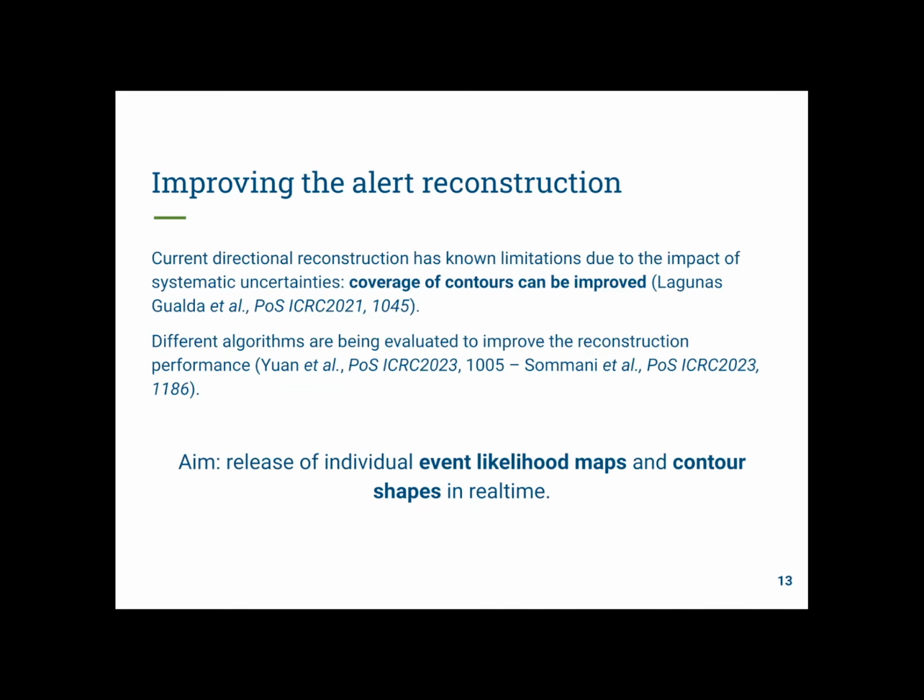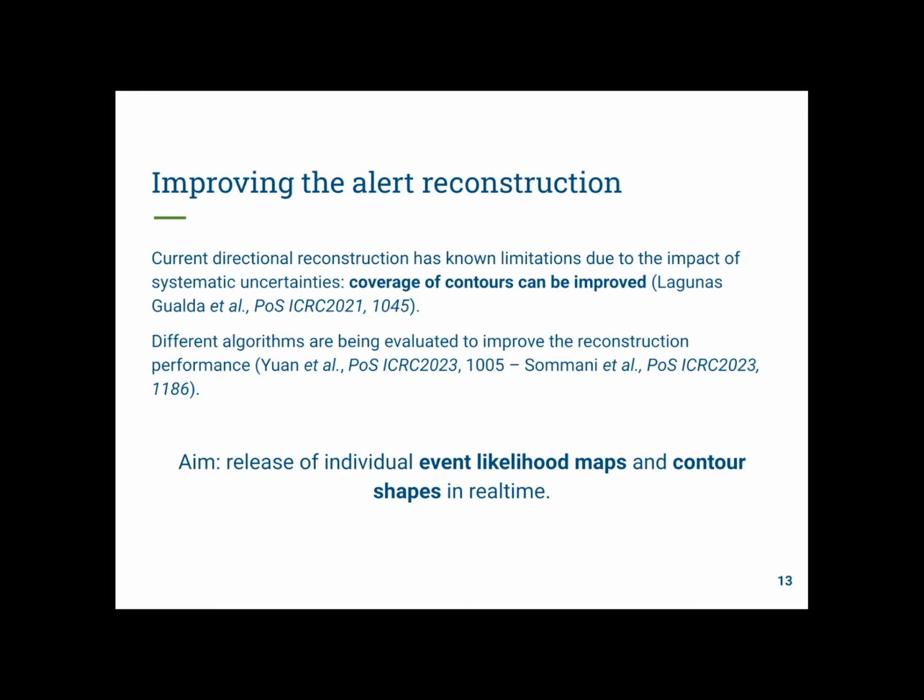But there is margin for improvement. The main problem we have now with this system is that the current directional reconstruction has some limitations due to the impact of systematic uncertainty about how we know the light propagation in the ice. So the coverage of the contours can be improved, as has already been shown in some contribution by IceCube. But also, as of last ICRC, we presented new different algorithms that are being evaluated to improve the reconstruction performance and make it a bit more robust against systematic uncertainties.